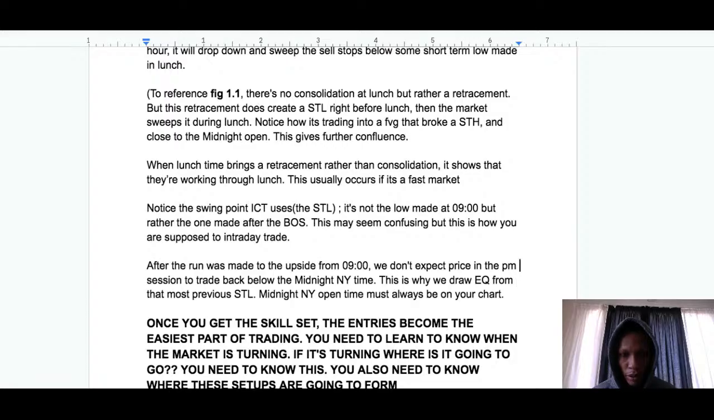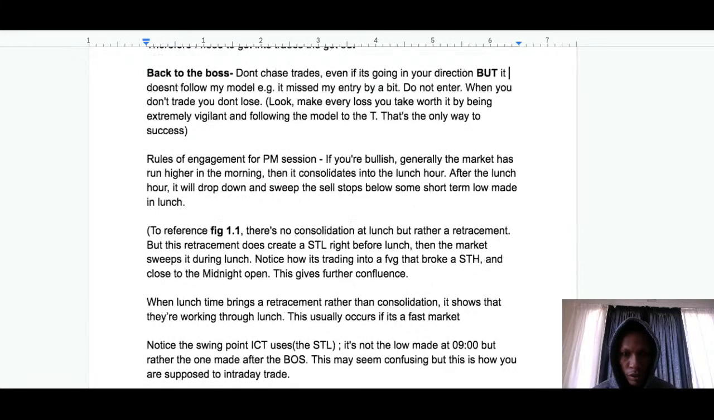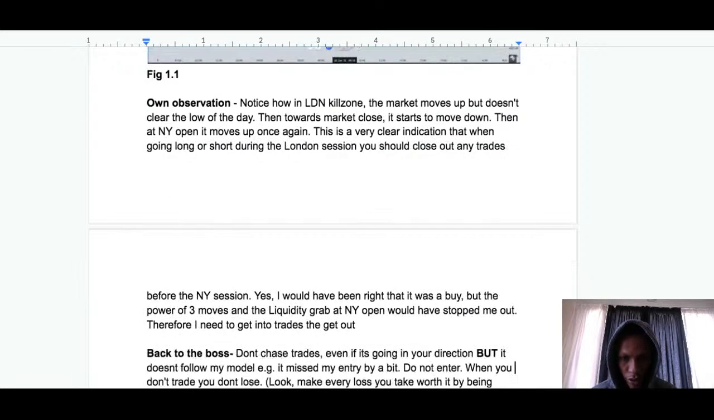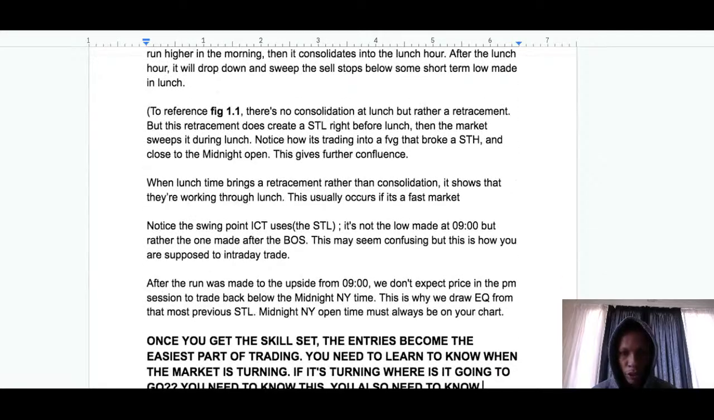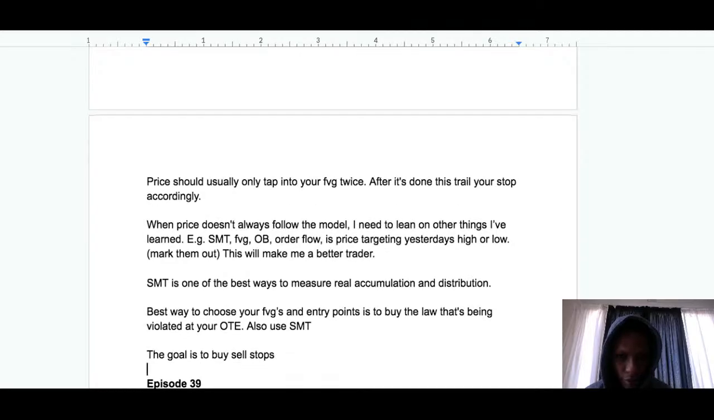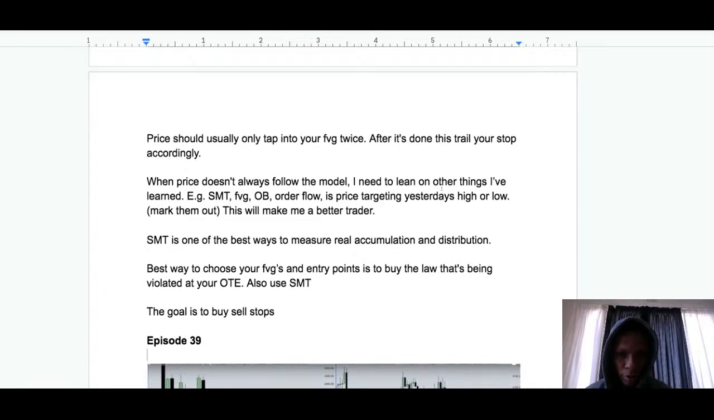Where's this damn thing? Okay, I can't see. See, this was the issue with using this whole sort of note taking. I took a very long and tedious approach on how to learn trading because I like changing shit way too often. When price doesn't lose for them, I need to learn other things like SMT, fair value gaps, order blocks.